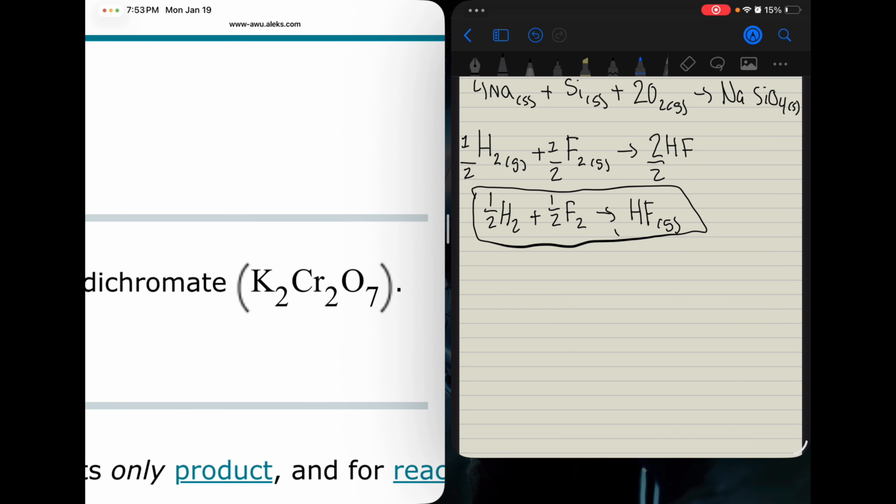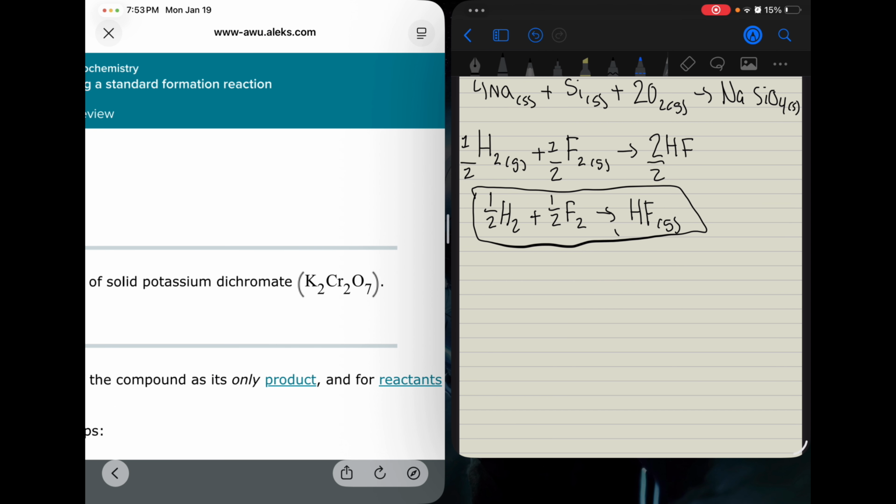Okay, the next problem we're going to be doing is solid potassium dichromate. So first things first, we're going to break it down. So now we have it broken down, we're going to balance. So for the K, we have to put a 2. Here, we have to put a 2 here. And then for O7, we'd have to put a 2 here. And then this will be 4. This will also be 4. And then this will be 14. The oxygen will be 14. So we put a 7 here.